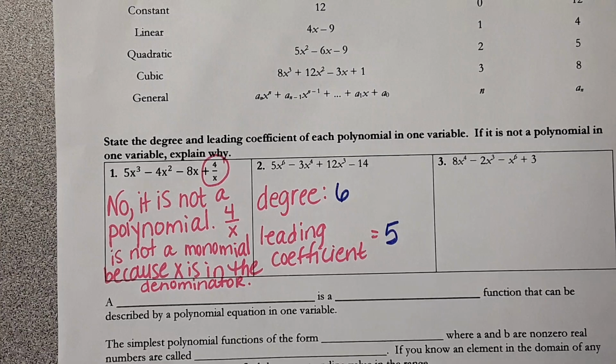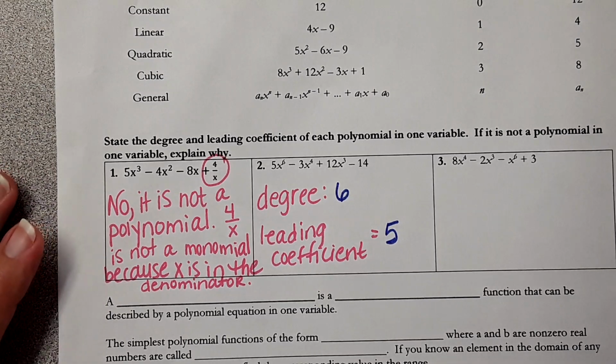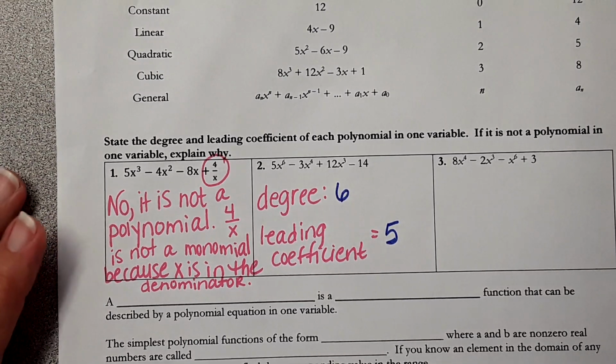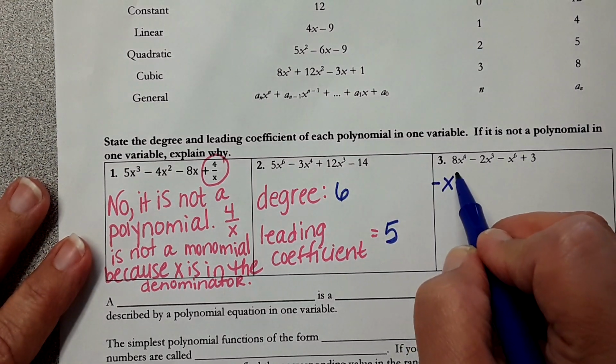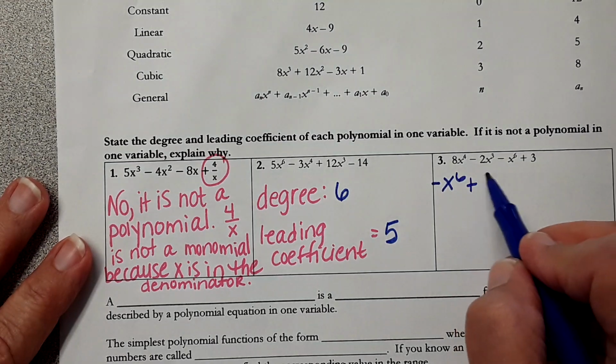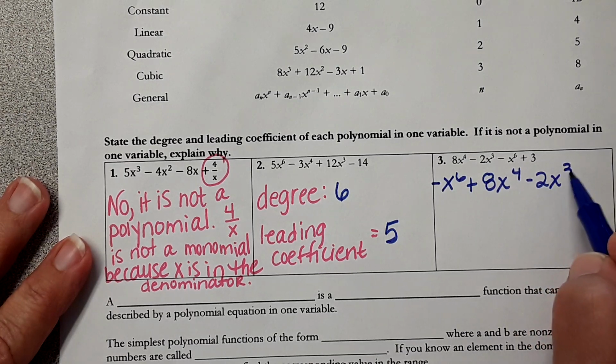Number 3, is it a polynomial? It is. No variables are in the denominator, so we're good. Is it in standard form? That's the next question. Standard form puts the largest exponent first. No, it is not. So we're going to need to rewrite it in standard form because you can't find your leading coefficient until it's in standard form. So it looks like negative x to the 6th plus 8x to the 4th minus 2x to the 3rd plus 3.